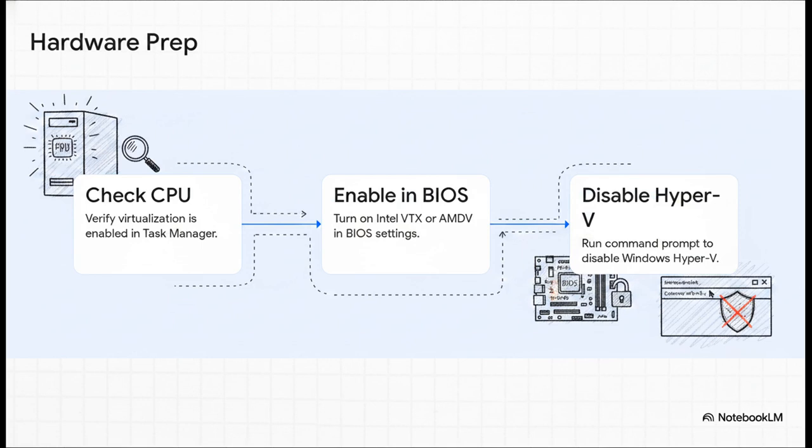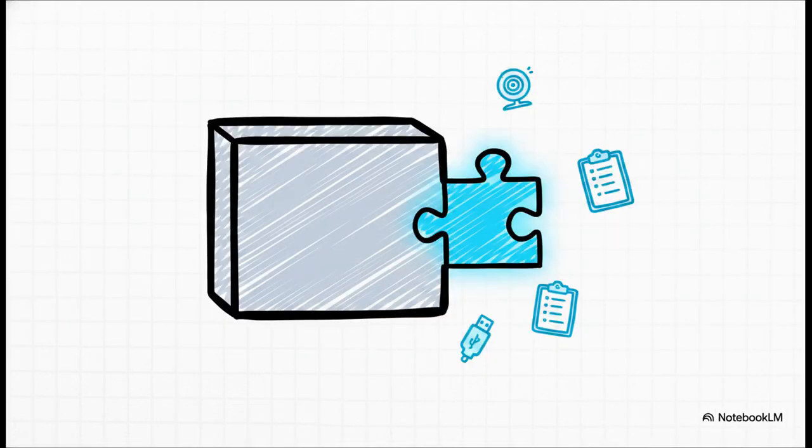But before we install anything, we need to do a quick check. Open up your task manager, head to the Performance tab, and make sure virtualization is enabled. If it's not, you'll need to restart your PC and enable Intel VT-x or AMD-V in your BIOS settings. Also, if you're on Windows, there's a built-in feature called Hyper-V that can really mess with VirtualBox. To avoid any headaches, open your command prompt as an administrator, disable Hyper-V, and just reboot your computer to save those changes. Okay, now head over to virtualbox.org and download the software for Windows hosts.